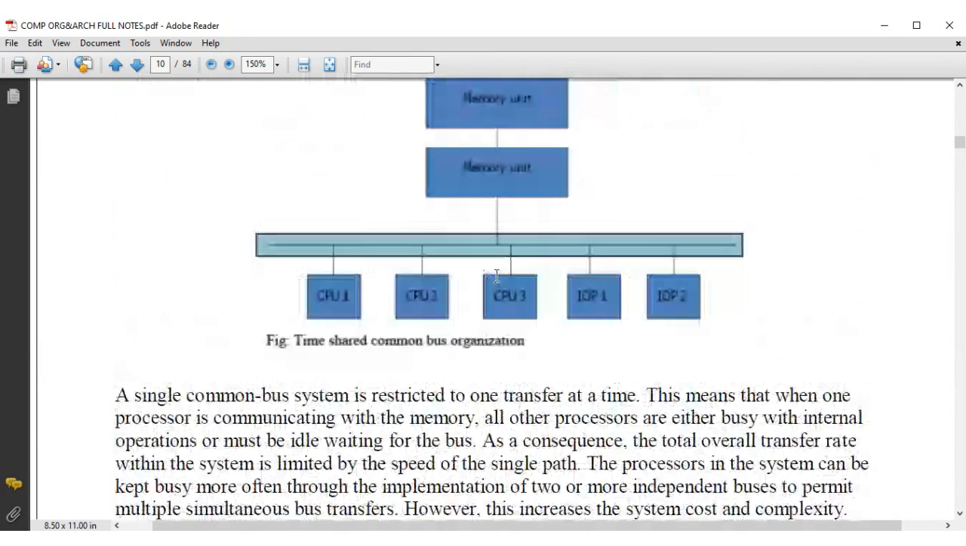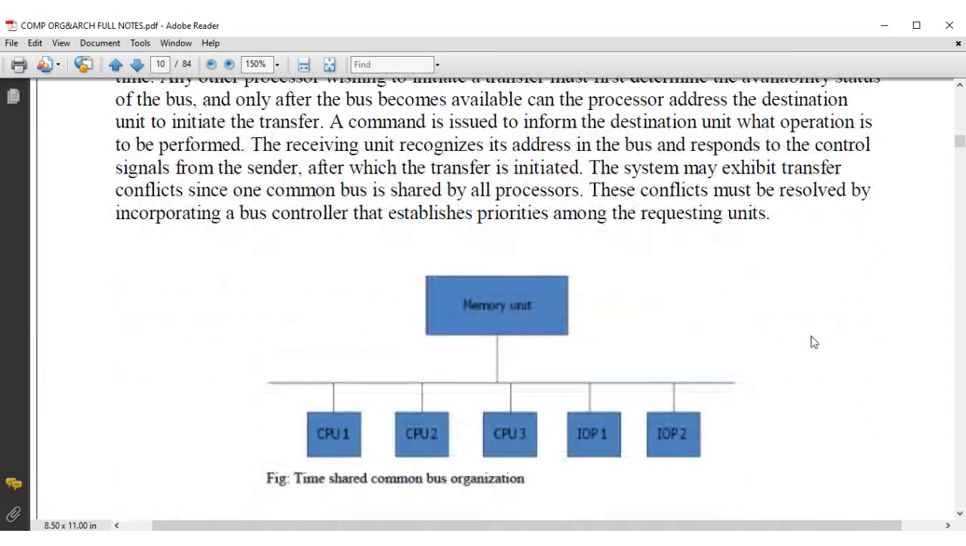Now, what do you think is the disadvantage of this kind of system where we have different processors connected to one memory unit, sharing one path, and they cannot send data simultaneously, they have to wait for each other? What are some of the disadvantages you think can be experienced in such a system in the time shared common bus? From that knowledge, what are some of the disadvantages?